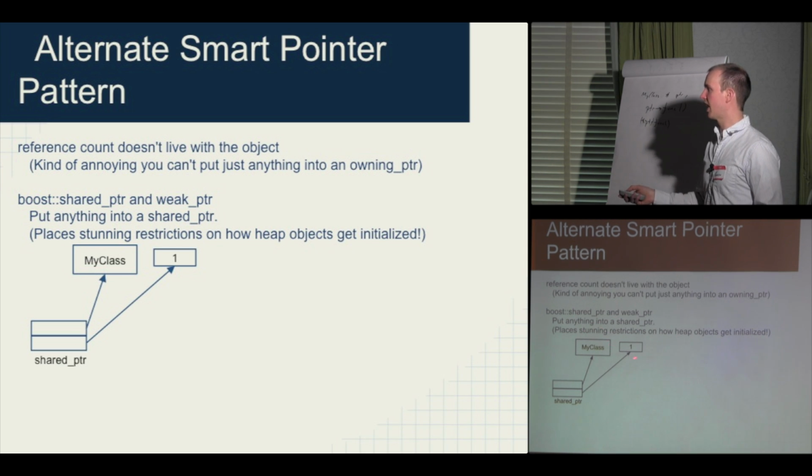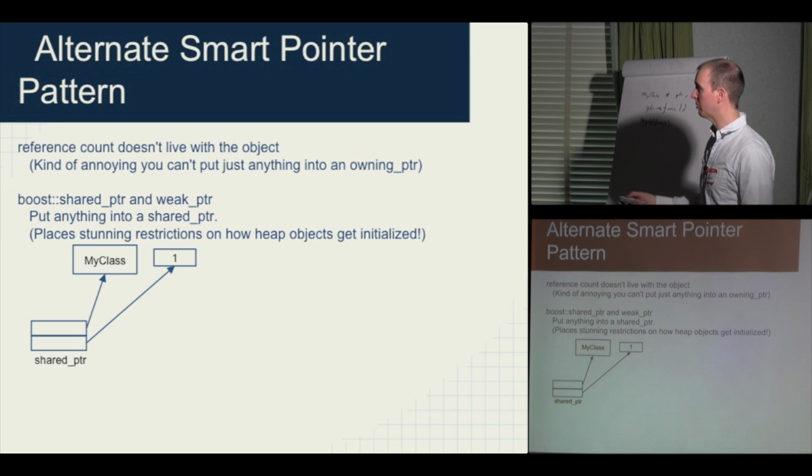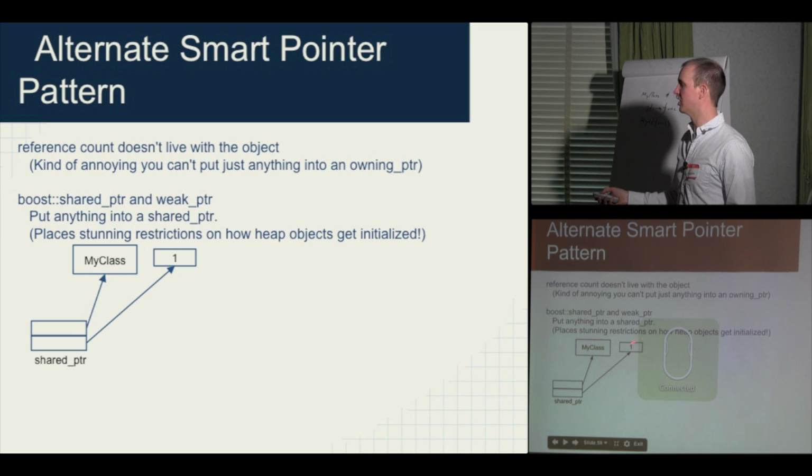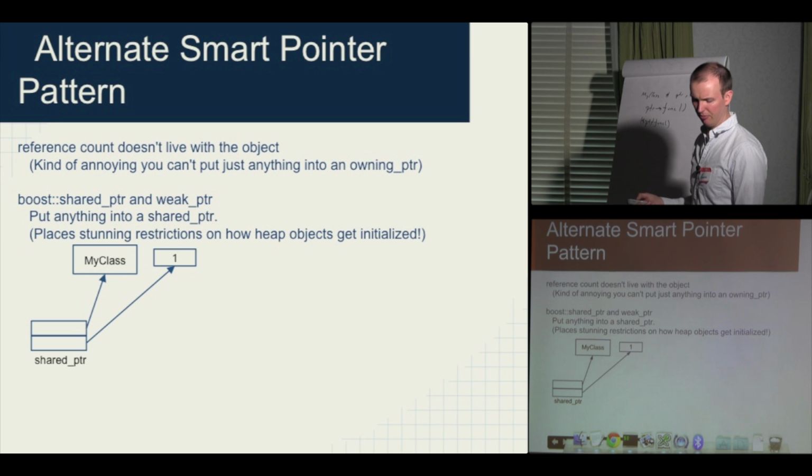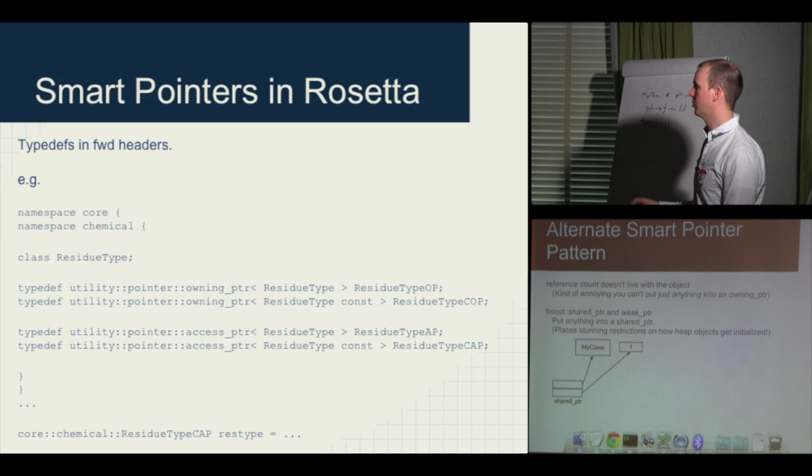And so the solution to that is to have a separate location in memory where the reference count lives, apart from where the piece of data that you want to keep lives. And then you can put anything you want into that smart pointer. And that's done with this boost shared pointer, and there are a lot of advantages of shared pointer. Except we haven't made this switch because there are these stunning restrictions on how you initialize heap objects that I'm not so happy about. Yeah, that's the alternate picture. So instead of the reference count living with the object, it lives next to it or somewhere else in memory.